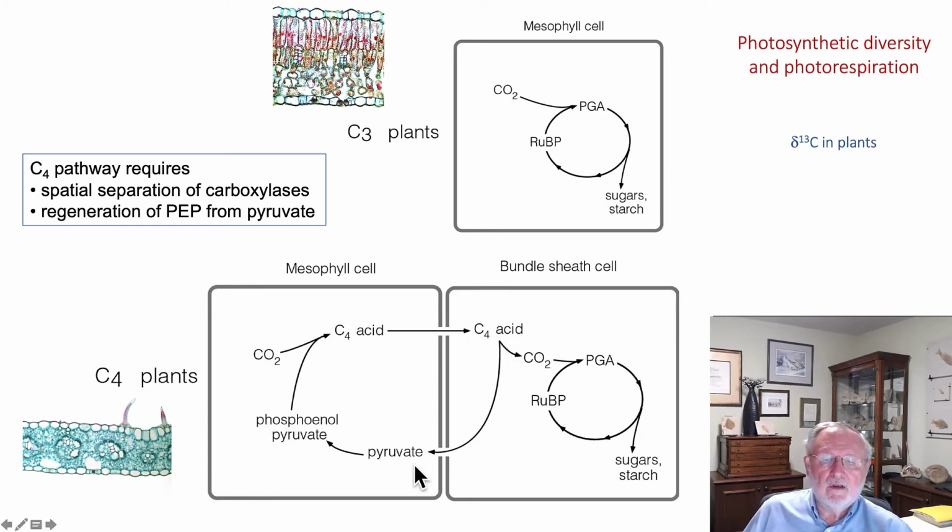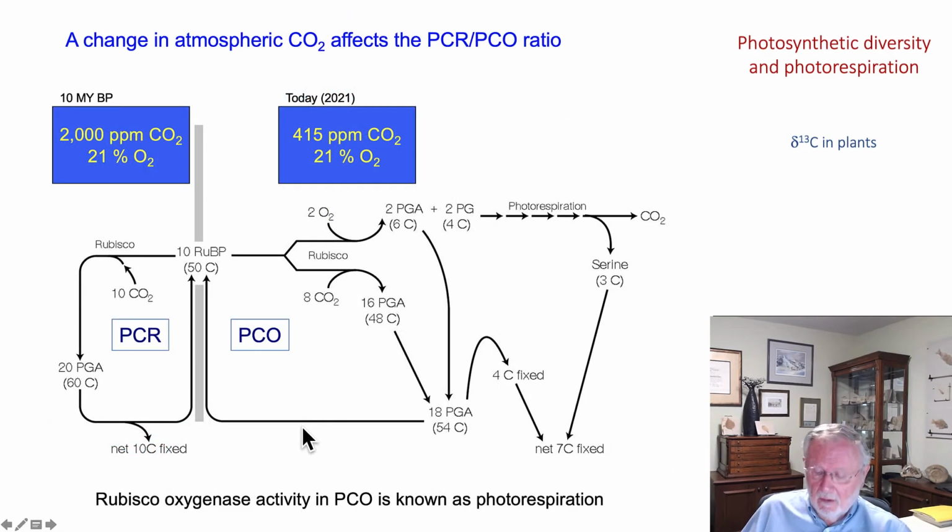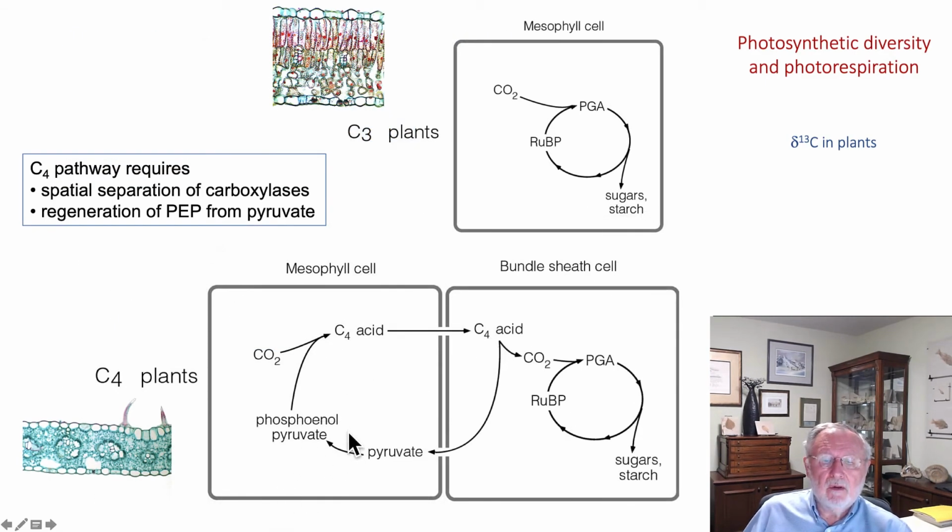That pyruvate has to be regenerated into phosphoenol pyruvate, which is making anaerobic respiration go backwards, and then we can repeat the same cycle. CO2 that comes in to the bundle sheath cells does not need to remain there. It can diffuse back out. But if it diffuses back out, then it is refixed again by PEP carboxylase, so that essentially CO2 never comes out. And the consequence is that since RuBP carboxylase is slow and PEP carboxylase is fast, this acts as a CO2 pump, resulting in high CO2 concentrations.